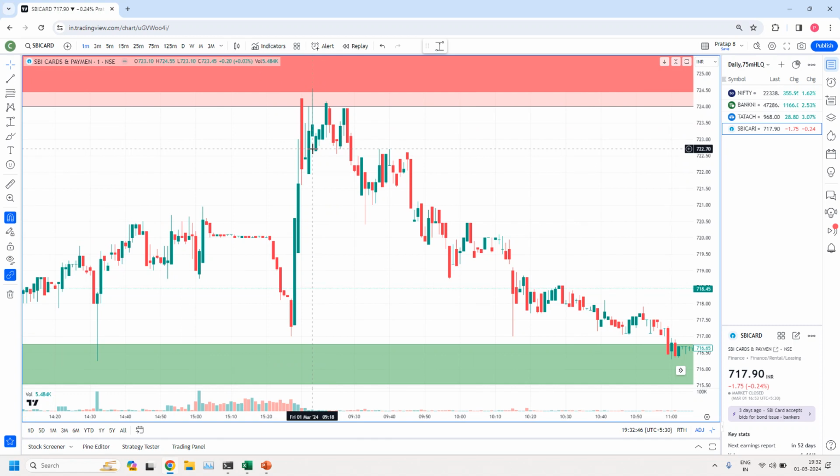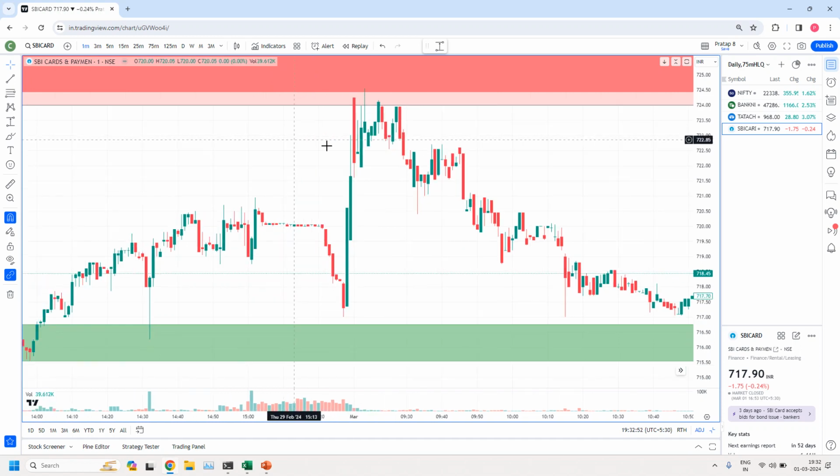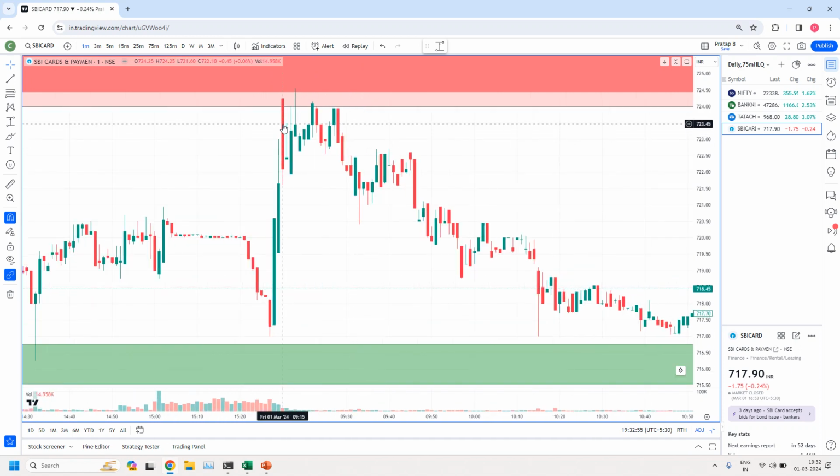Some people even avoid the first 15 or 20 minutes. But if you are an intraday trader, even at 9:15, if there is no gap up and if it enters into the zone, you can plan a trade, no problem. But many people will avoid 9:15. Even if you avoid it, you would still have got an entry in the 9:18 candle. This is the exact entry we got.